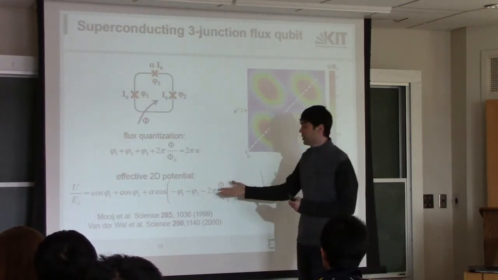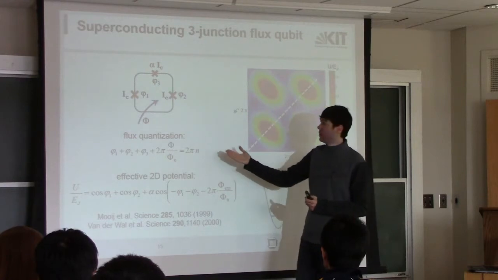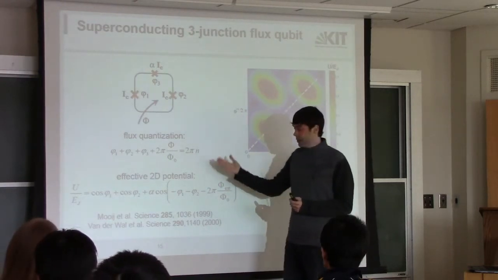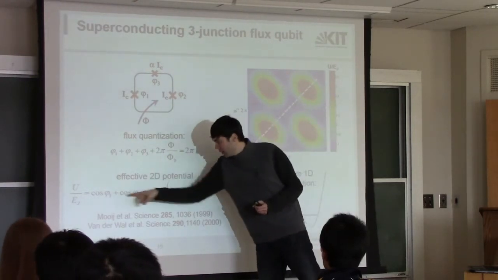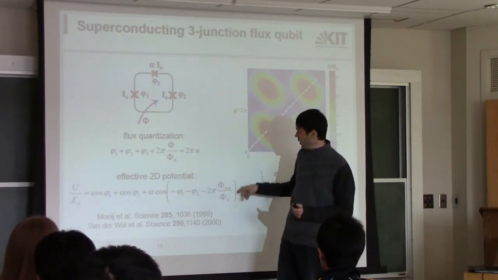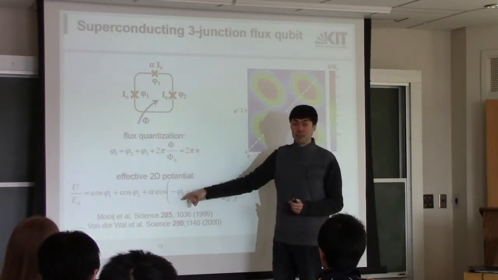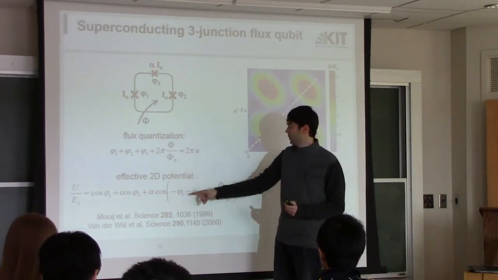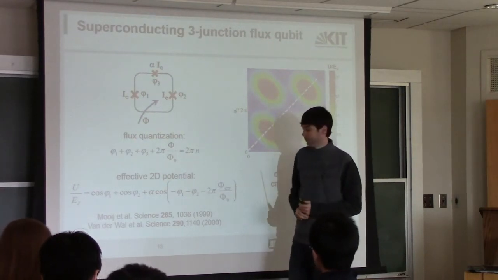If you want to know the energy, you have to add up the energies of the 3 junctions, the Josephson energies. So we have these cosine functions, 1, 2. And for the 3rd one, we have already substituted the phase of the 3rd junction in terms of the phases of the first 2 junctions.